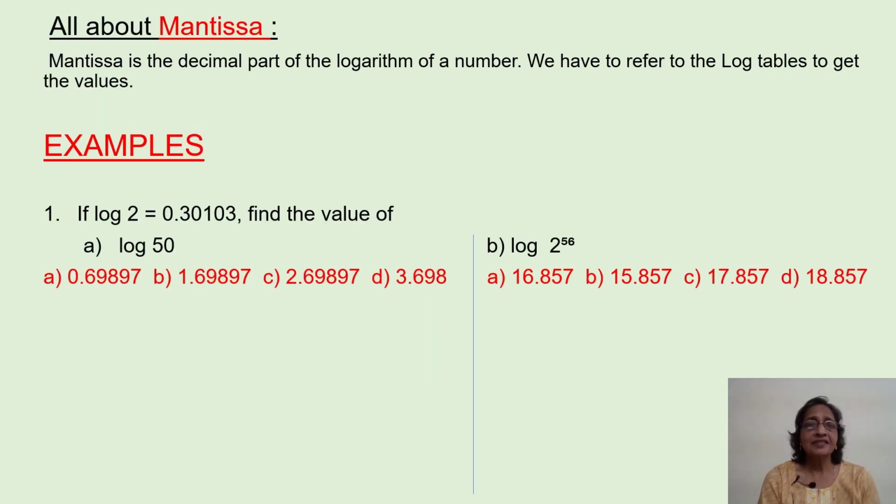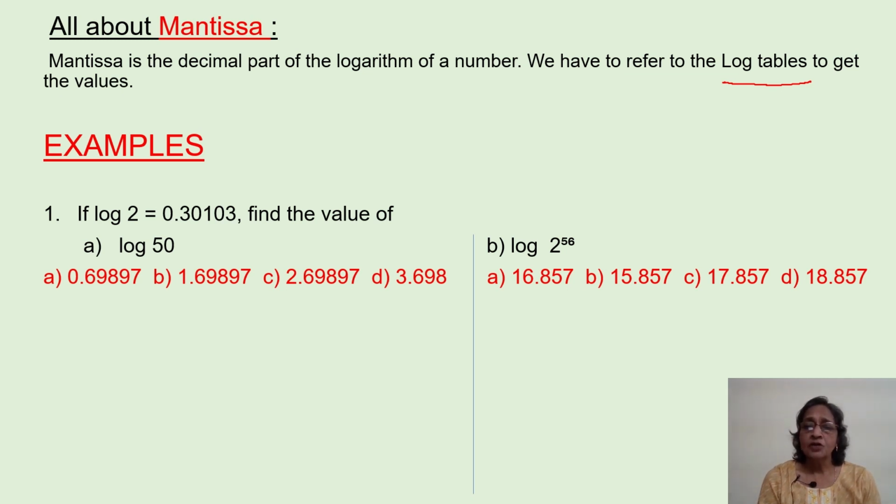Let's come to the mantissa part. The mantissa is the decimal part of the logarithm of a number. How do we get that? We have to refer to what are called log tables. Now, what are these log tables? They are available by themselves, or if you look up any of the books, some mathematics books and some physics books also have log tables at the end of the book. Now, the mantissa has to be referred and got from these log tables.